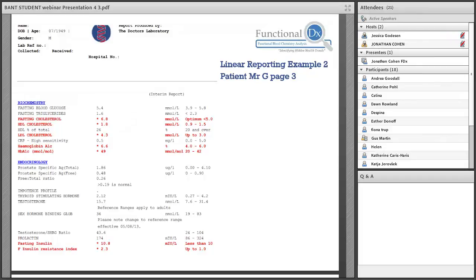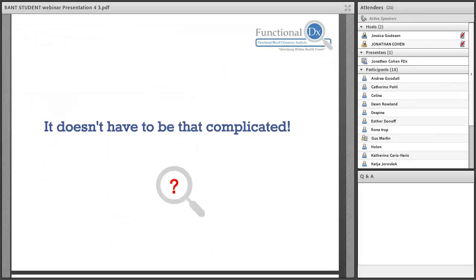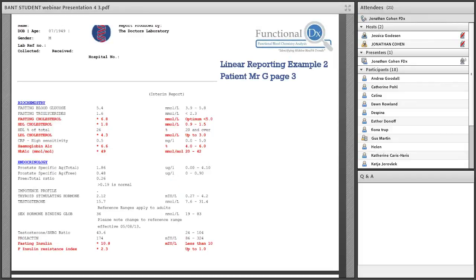And you can see at the bottom, this lab does a fasting insulin test, and then takes the results and runs them through something called the HOMA calculator to get the insulin resistance index, which you can see is 2.3 times above its base of 1, which suggests this person has a blood sugar mismanagement issue. It doesn't have to be that complicated, because if I go back, if you take all that data across all those pages, how do you make all the associations?